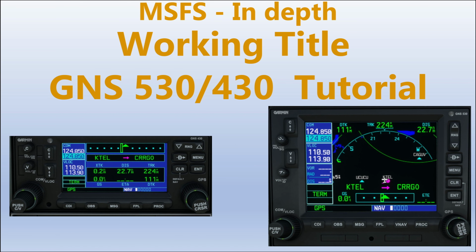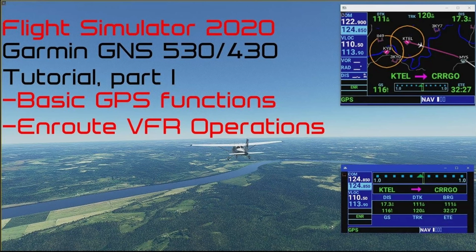In this video, we'll talk about some of the advanced features of the units, some of the details that have been put into them by Working Title, and some of the ways you can customize them. I'll also mention that I have a video series on the original Asobo GNS 530 and 430 on this channel as well, but it's not necessary to watch those videos to learn how to operate the new Working Title units. I've included everything you need to know to operate the Working Title versions of these receivers in these two videos.